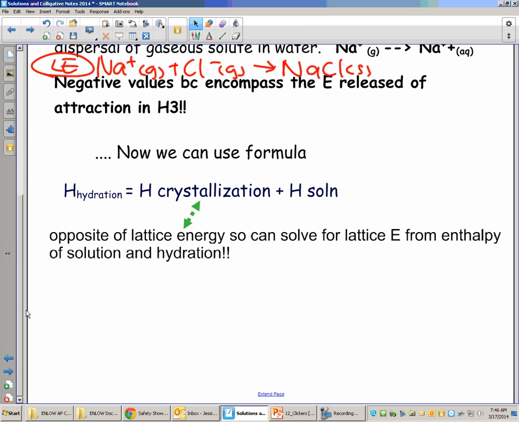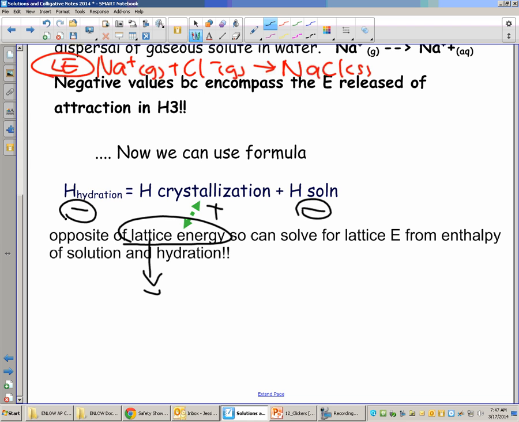This is going to be the hydration there, which is usually a negative value. H of solution is usually a negative value. This is usually a positive value because you're talking about the endothermic. Well, no, it can be negative too. Lattice energy is usually the energy released. So this can be positive when gaseous ions come together.